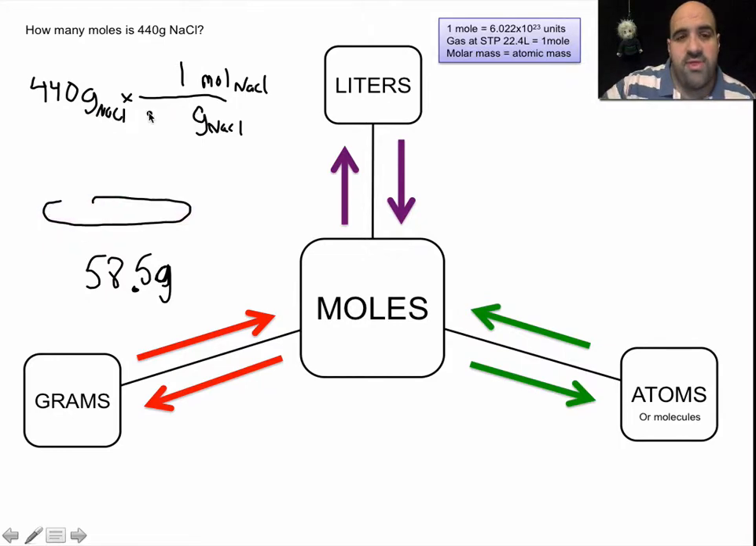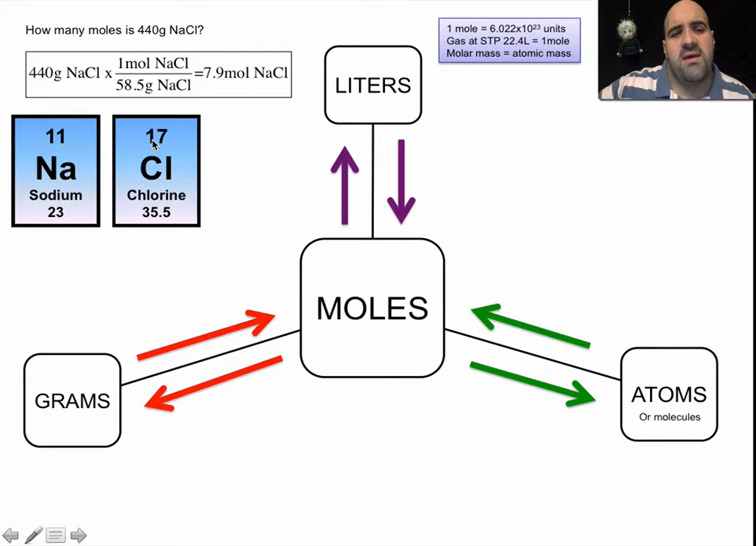58.5 grams goes here. 440 times 1 divided by 58.5, and we would get 7.9 moles. This is a cleaned up version of that: 440 grams NaCl times moles NaCl up here, grams NaCl down here. 1 mole of NaCl is 58.5 grams because we simply added these together.